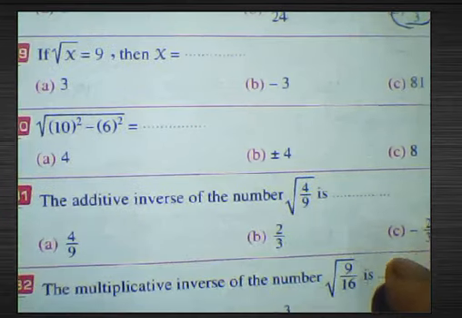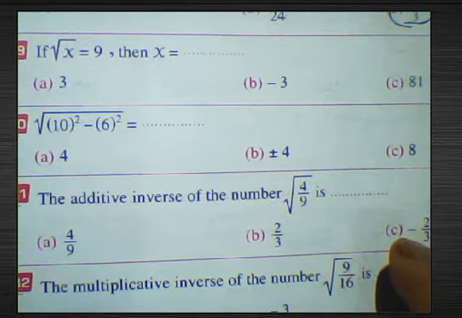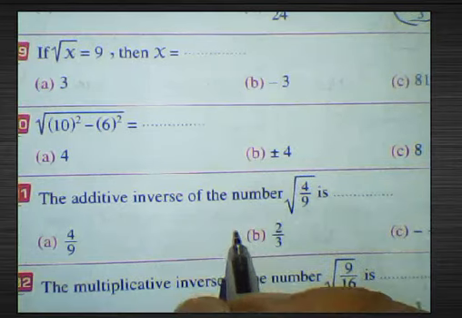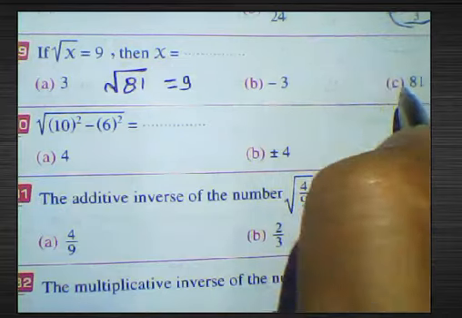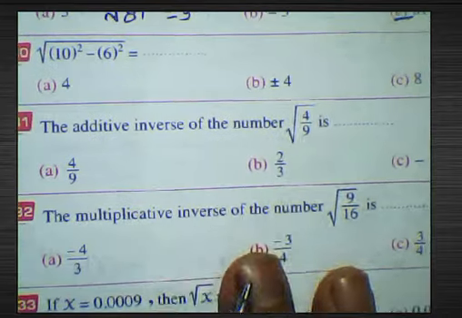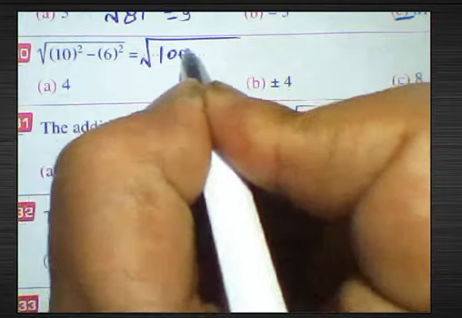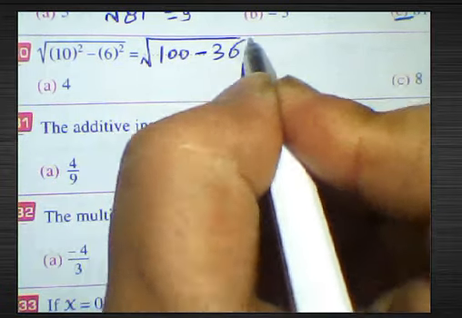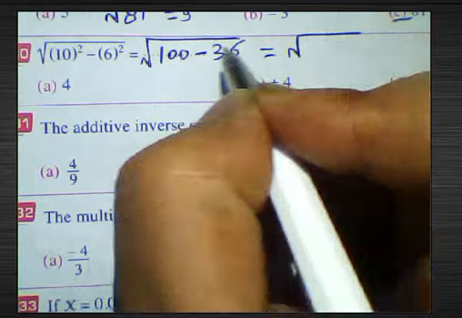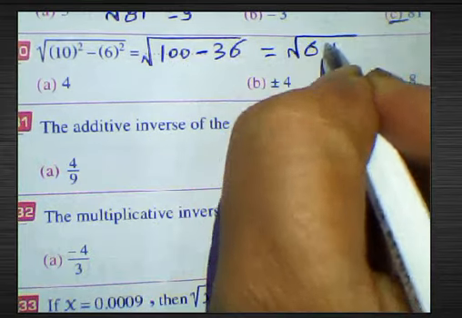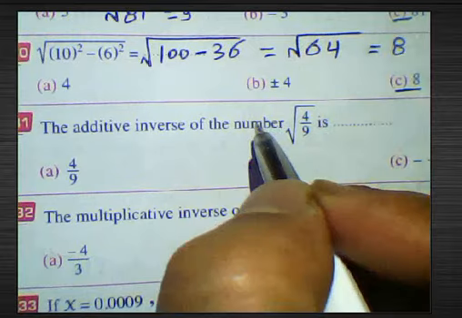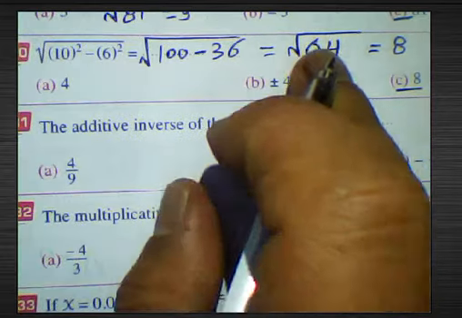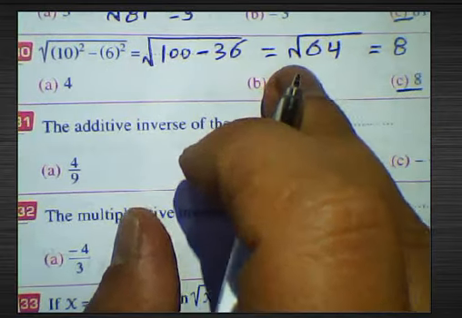If root of x equal 9, then x equal what? We know x equal 81 because the square root of 81 equal 9. You must choose letter E. Square root of 10 power 2 equal 100. 6 times 2 equal 36. Square root of 100 minus 36 equals 64. Square root of 64 equal 8 only. Don't write here positive or negative, okay? Because he gives us the positive root here.